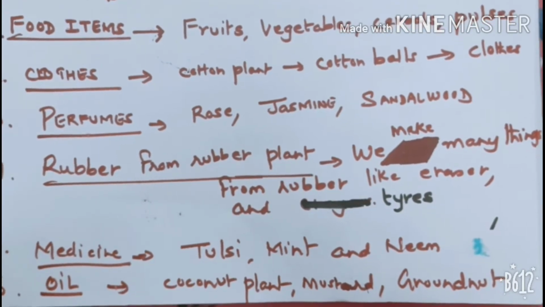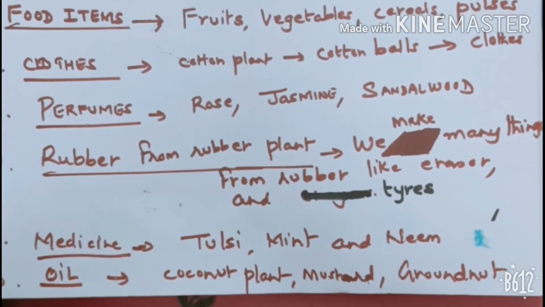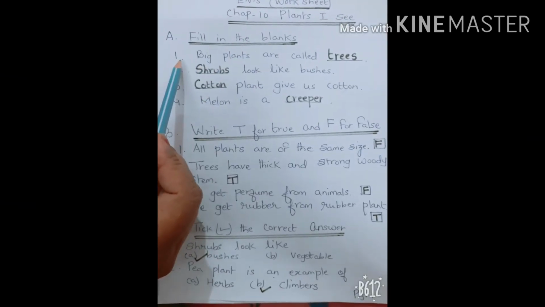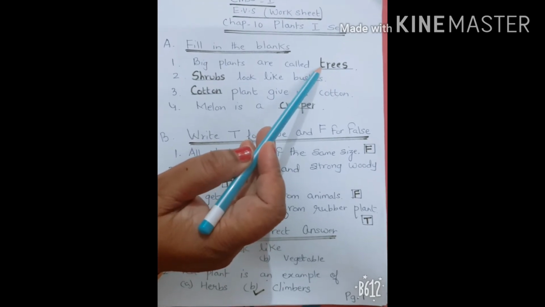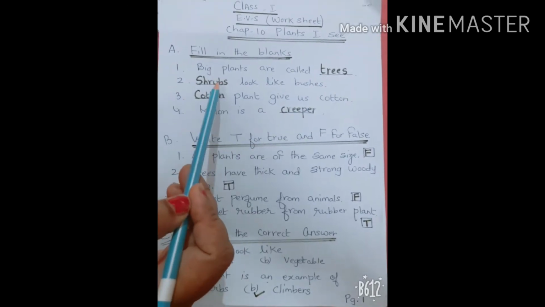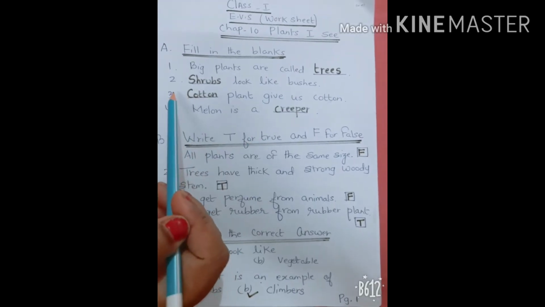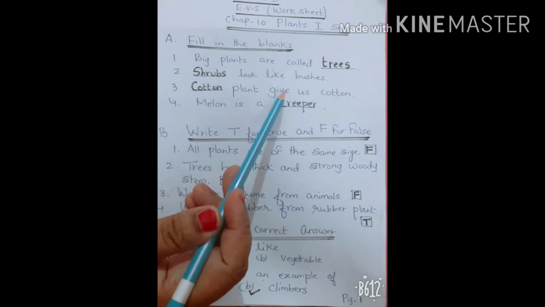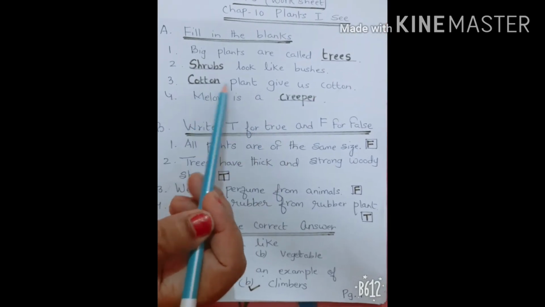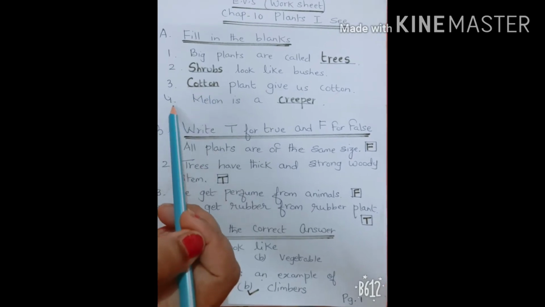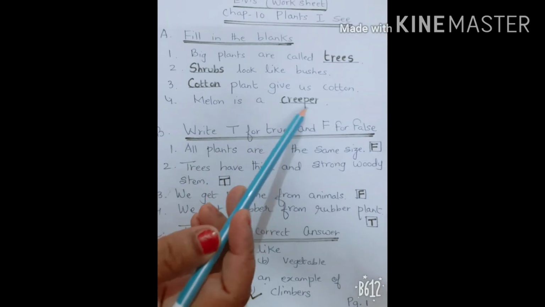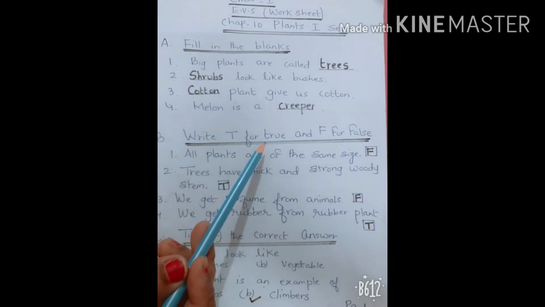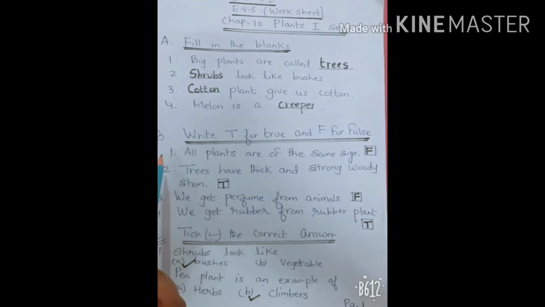Now children, come to the exercise worksheet that you have to do in your EVS notebook. A, fill in the blanks. 1. Big plants are called dash. Trees. Number 2, dash look like bushes. Shrubs. Number 3, dash plant gives us cotton. Cotton plant. 4, melon is a dash. Creeper.